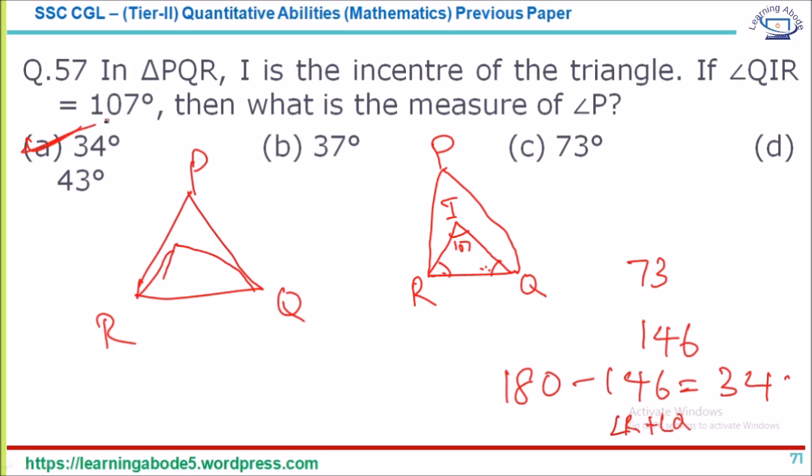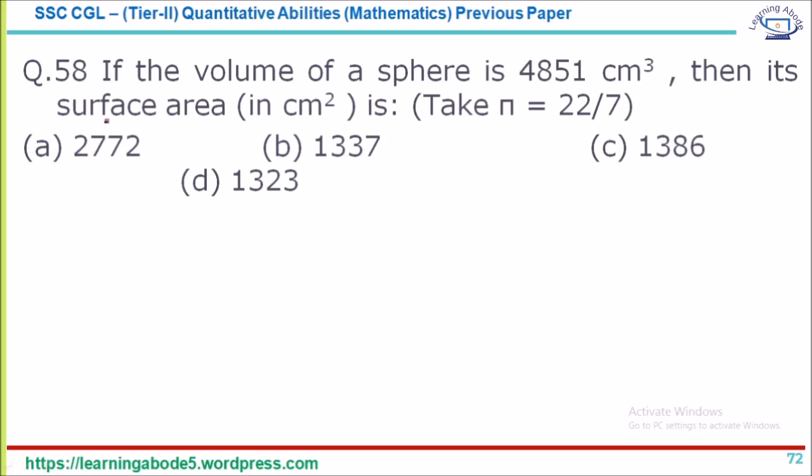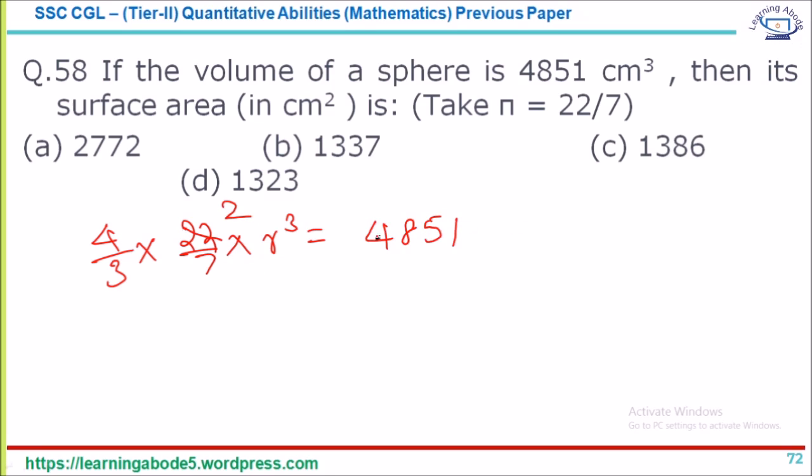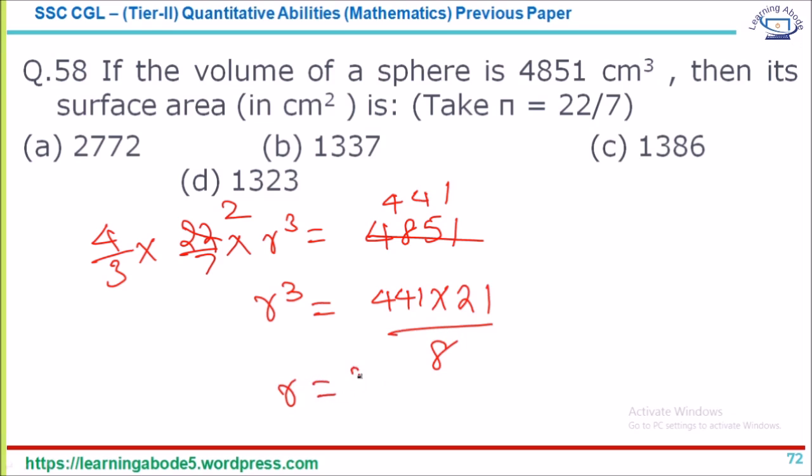This is almost the third question in the same paper where we have used a similar property to solve a question in geometry. Now question number 58. The volume of a sphere is 4851 centimeter cube. Then what is its surface area? So 4 by 3 pi, that is 22 by 7 into R cube, is equal to 4851. If you simplify, R cube is equal to 441 into 21 by 8. So you get R equal to 21 by 2, that's 10.5.